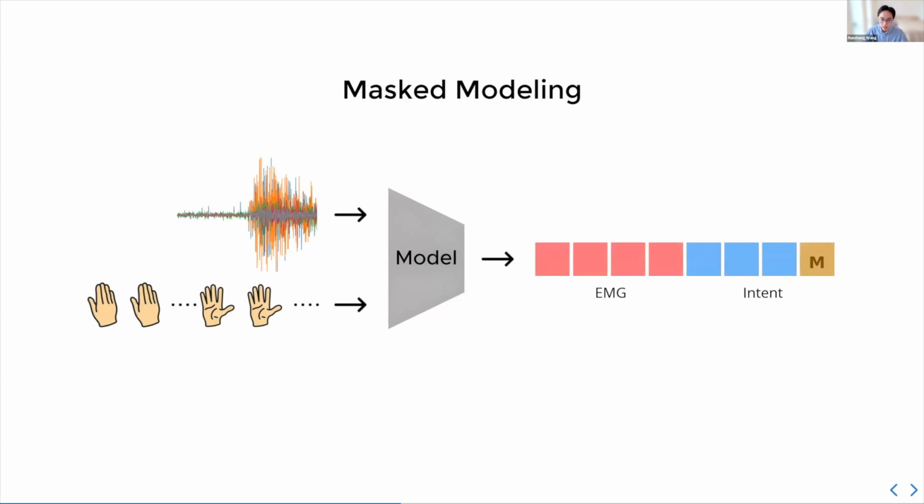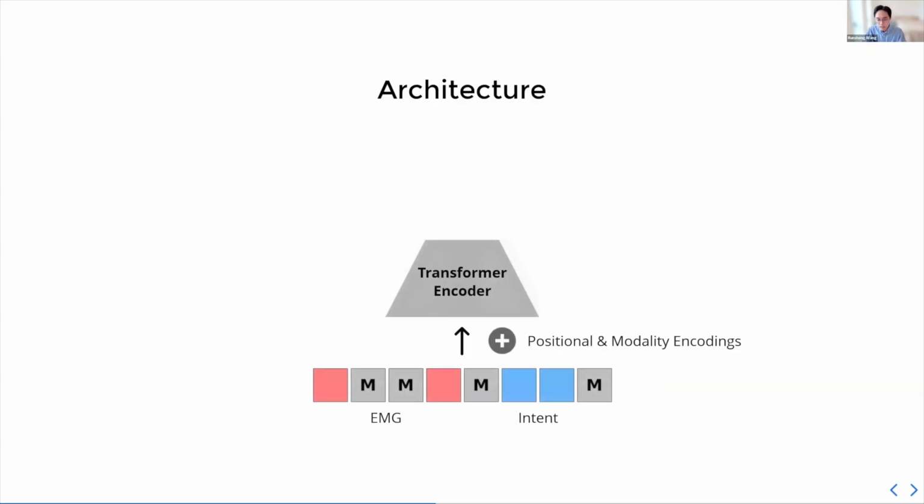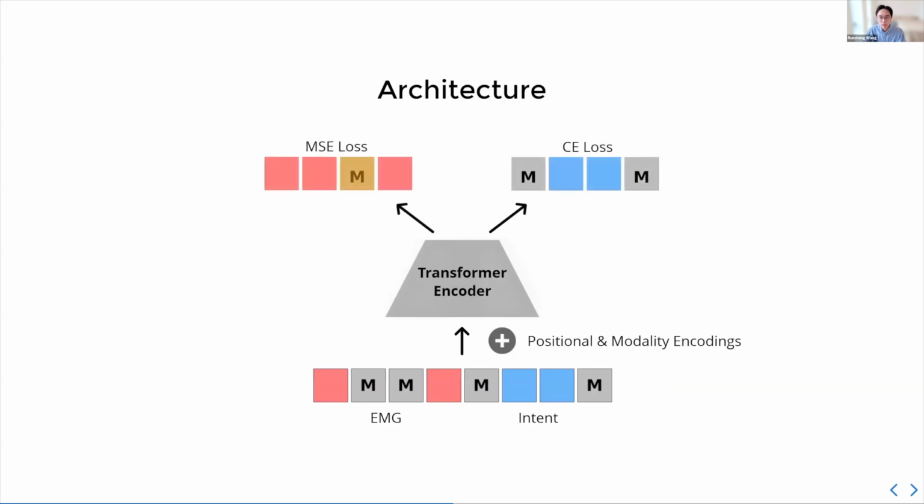And more specifically, how we do this is that we take the EMG and the gesture, the dense gesture sequence, as the input, and we form this multi-modal sequence by concatenating the two modalities. And we add positional encoding and modality encodings, and we feed it into an encoder, a transformer specifically. And from here, we split the output sequence into two branches, the EMG branch and the intent branch. And we compute MSE loss and cross entropy loss on each of them, respectively.